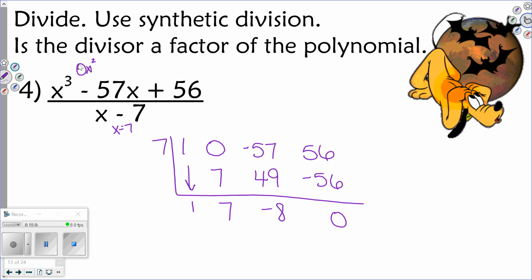All right, we have to fill our variables back in. This one started x cubed, so this one is x squared plus 7x minus 8. What's the 0 in the end mean? There's no remainder. So is x minus 7 a factor of that? Yes, it is. Because there is a 0 for a remainder. And again, as we progress further and further into this chapter, you're going to want zeros for remainders, okay, for us to continue going further with all this.